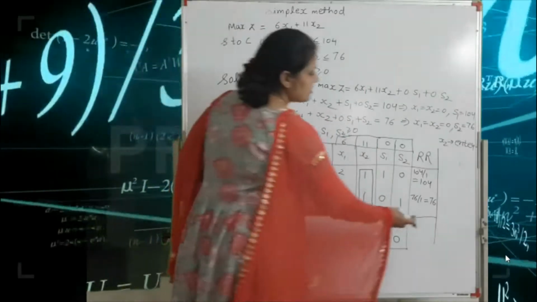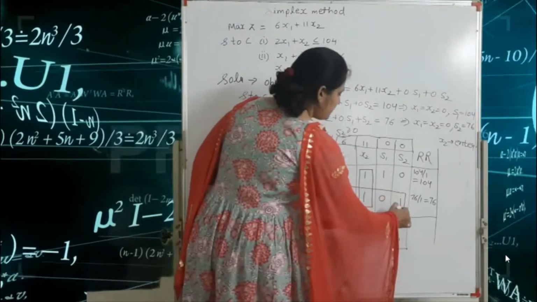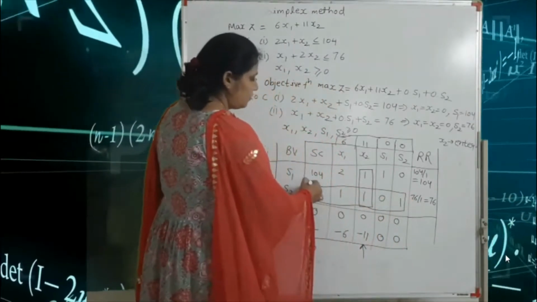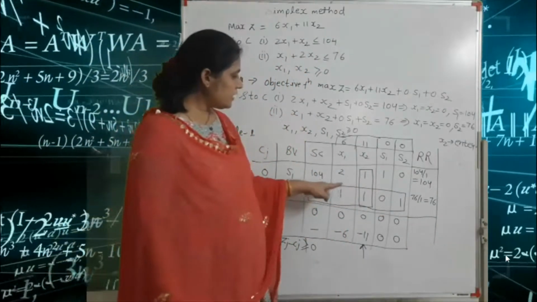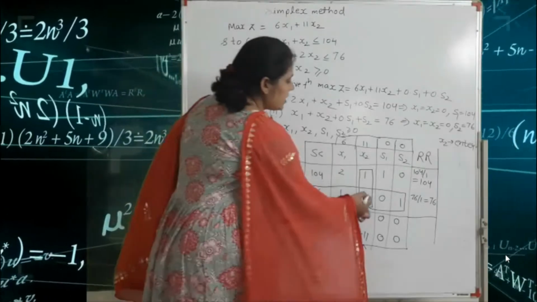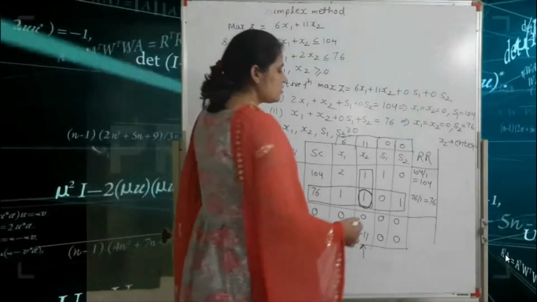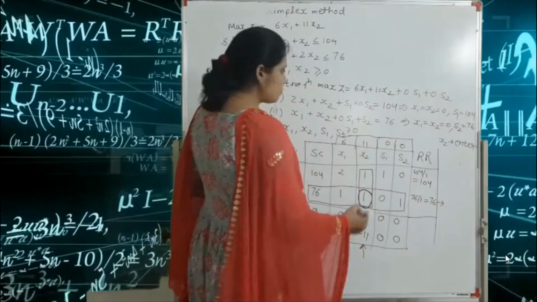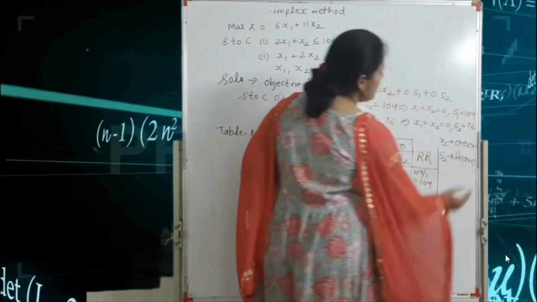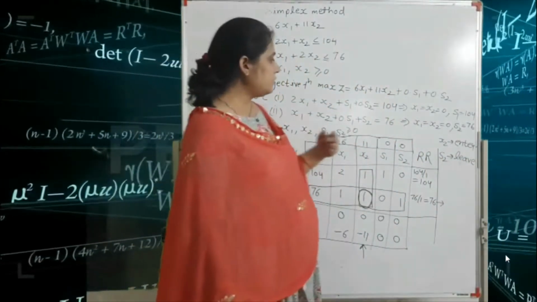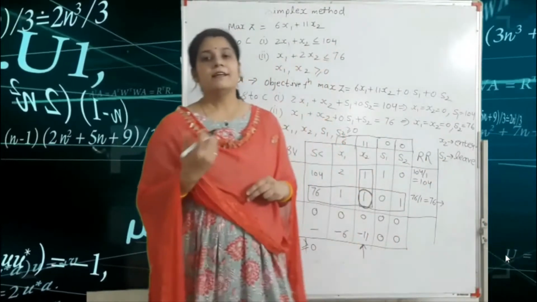Both values are positive, but we consider the minimum positive value for the variable. So the minimum positive value is 76. This is the key row. According to this key row, this is your key element, and this is the S2 variable. So this is the small value, so the S2 variable is leave. For finding table 2, x2 variable is enter and S2 variable is leave.